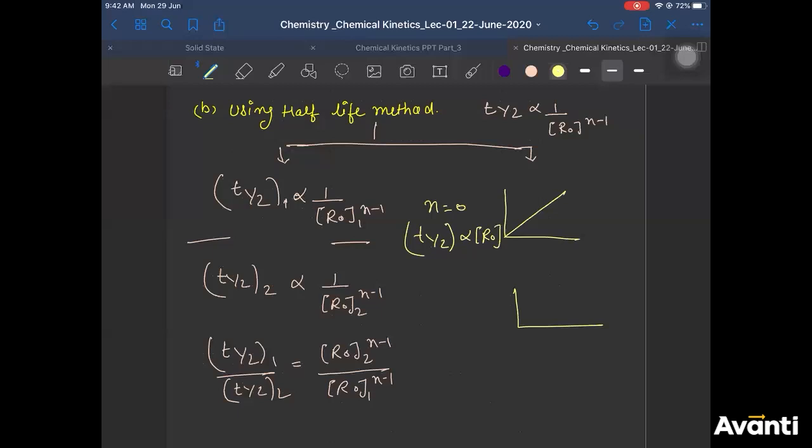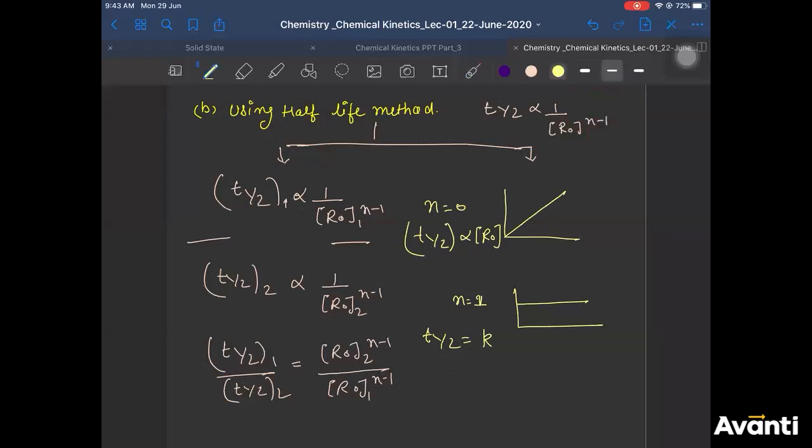For a first order reaction, if you put the value of n as 1, 1 minus 1 is 0. So R naught power 0 is 1, which means it is a constant on the right side. So your t half will become constant, and the graph will come like this. Because R naught power 1 minus 1 is 0, R naught power 0 is 1, so 1 by 1 is constant.